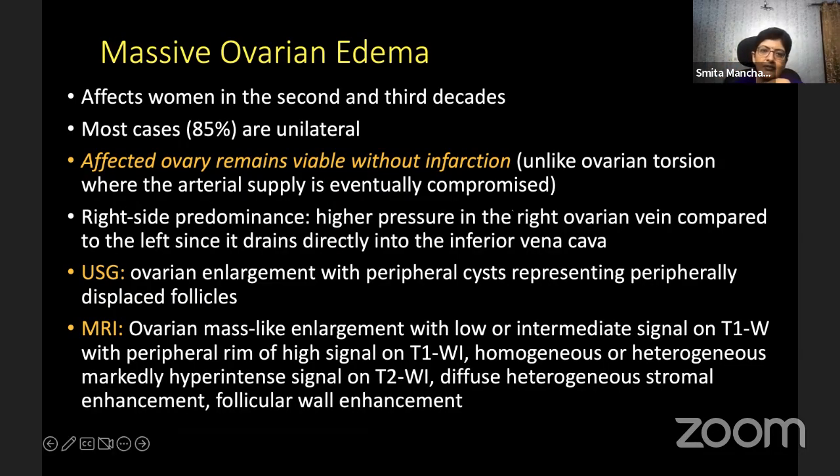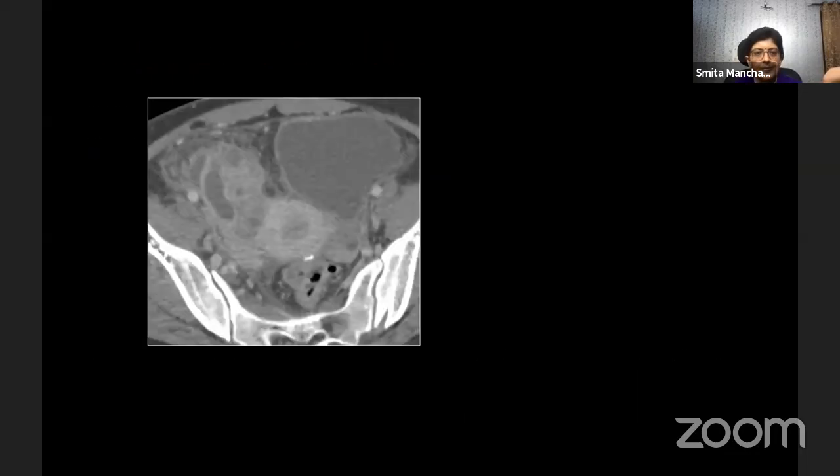So in torsion, what we classically say is that the arterial supply is eventually compromised. And this massive ovarian edema is more on the right side because the right ovarian vein is at a higher pressure as it is draining directly into the IVC. The appearance is the same, peripheral cysts representing peripherally displaced follicles. And the etiology is not really clear, and many times both of them just stay as differentials.